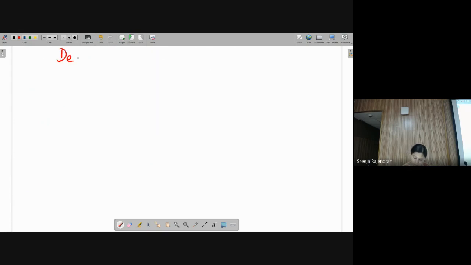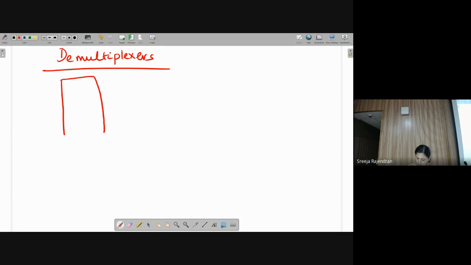Now demultiplexers. A demultiplexer is a circuit which performs the reverse operation of a multiplexer. So that means I will have a single input. There is only one input. I will have select lines. Suppose I am talking about a 1:4 demultiplexer. And I will have 4 output lines.